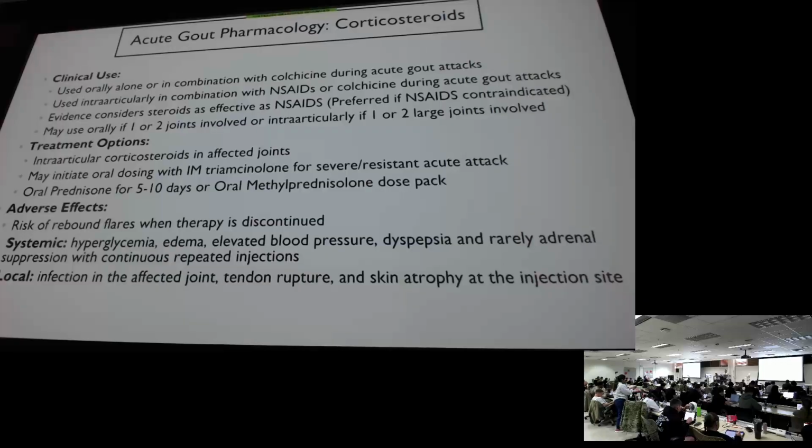So acute gout pharmacology, steroids, we've already talked about them. Same as you would for OA, right? There's nothing different on this slide than we haven't talked about with the oral or the intra-articular.